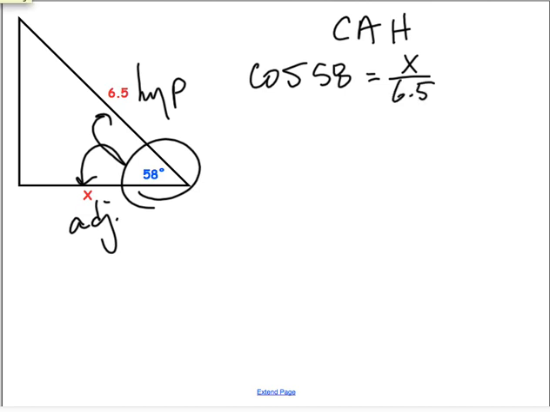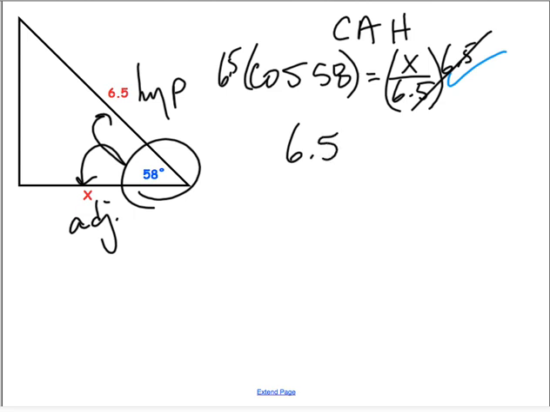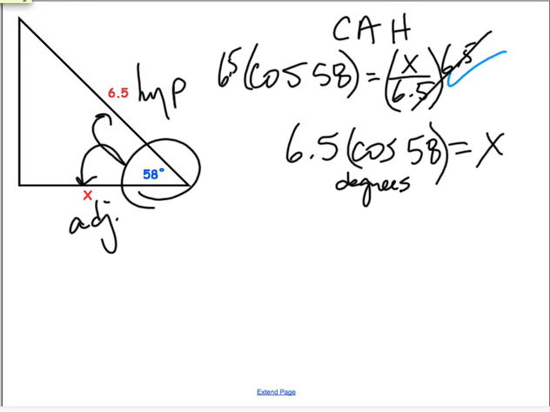So there's my equation. And like I said in grade 9, this right there is the hard part. Once you get that established, now it's just algebra. So what I'm going to do from here is multiply both sides by 6.5 to get rid of the fraction, and I'll end up with 6.5 cosine of 58 equals x. And so all I do now is make sure my calculator is set to degrees, and I punch in 6.5 times the cosine of 58, and I get an answer of 3.4. So x equals 3.4.